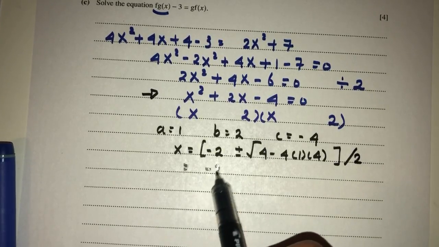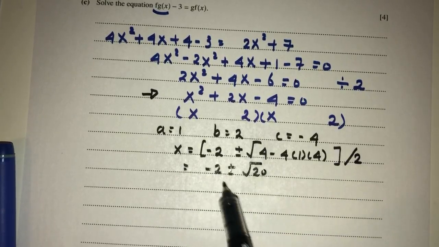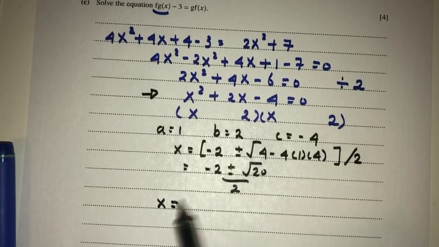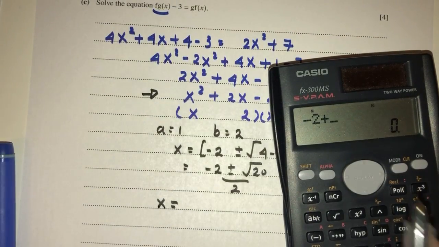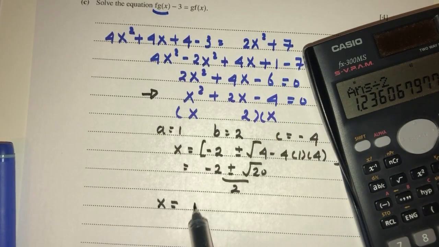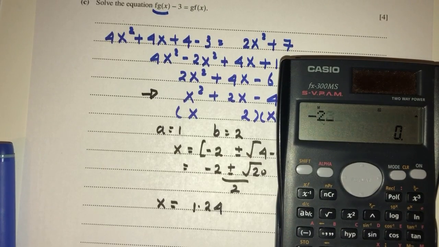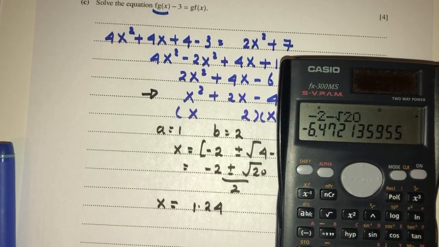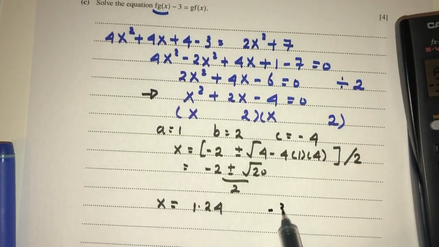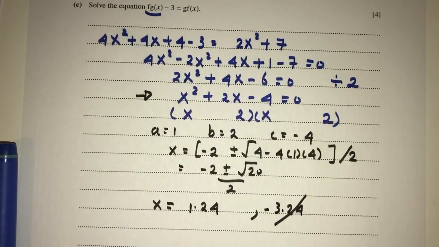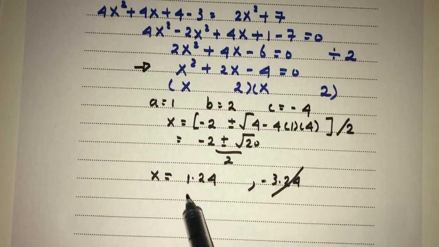That will become minus 2 plus minus root of 20 divided by 2, so x can be minus 2 plus root of 20 divided by 2, that is 1.24, or minus 2 minus root of 20 divided by 2, or minus 3.24. So this will not be the answer because x has to be more than minus half. That is the goal. But let me double check one more time. If that is correct, you will have this one as your answer.